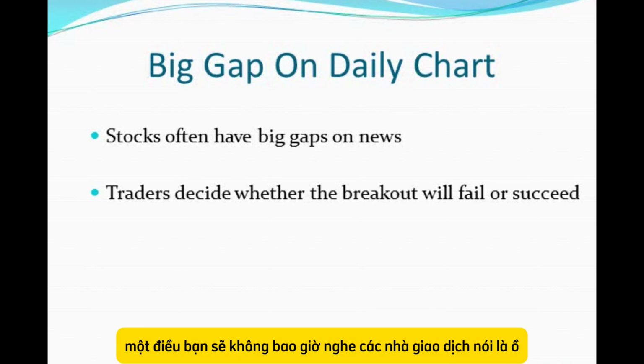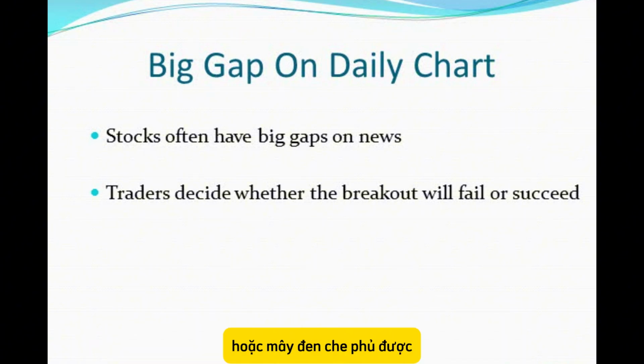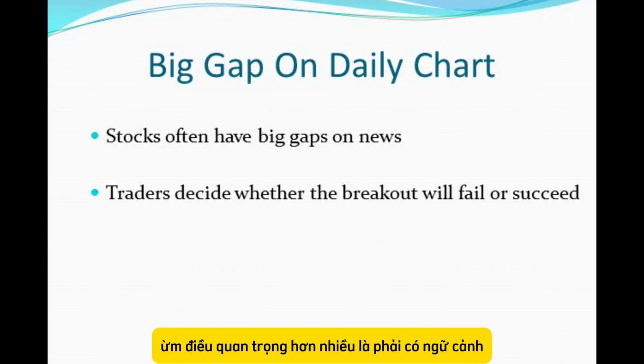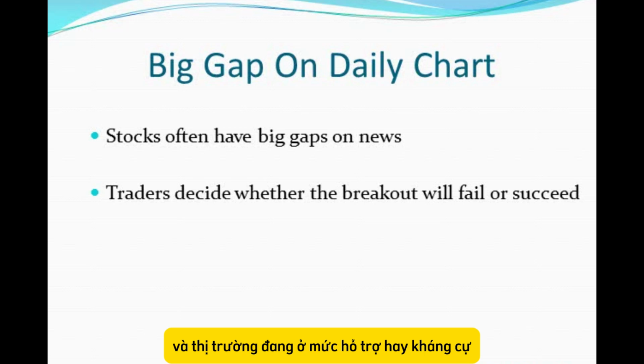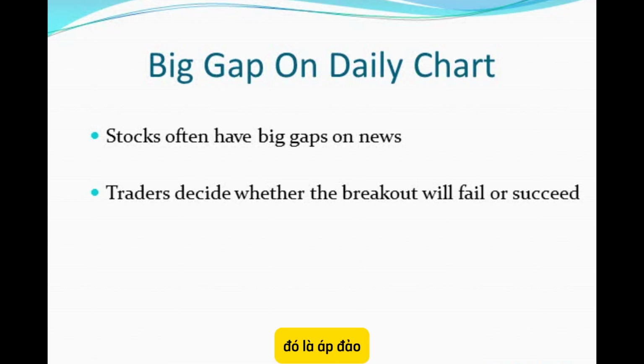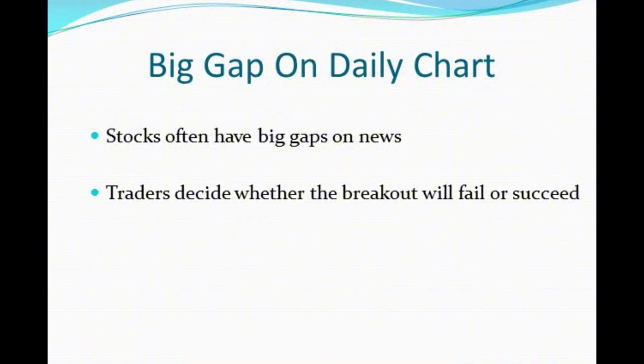One thing you'll never hear traders say is, oh, it gapped up and now it has a hanging man pattern or a dark cloud cover. Okay? Traders are not interested in that stuff. It's nice, right, to have a signal bar. It's much more important to have context. Where are you in the market cycle, and is the market at support or resistance? That is the overwhelmingly most important thing that you need to know as far as taking trades.